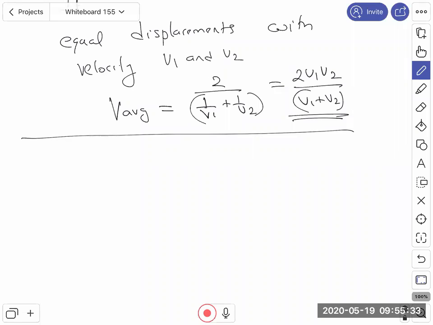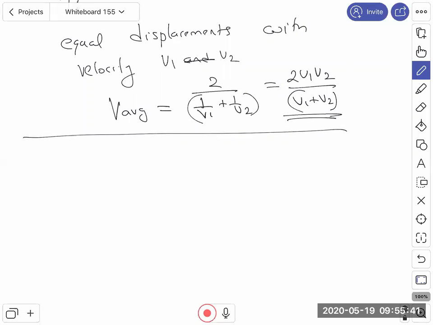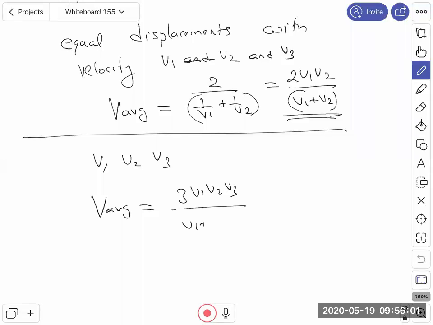Now, suppose instead of 2 velocities, 3 velocities are given. Let's say it is traveling equal displacements with velocities v1, v2, and v3. So what will be the equation? Sir, if v1, v2 and v3 are given, what will be the equation for average velocity? 3 into v1 into v2 into v3 upon v1 plus v2 plus v3. Is it correct?